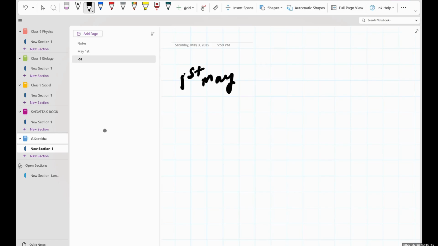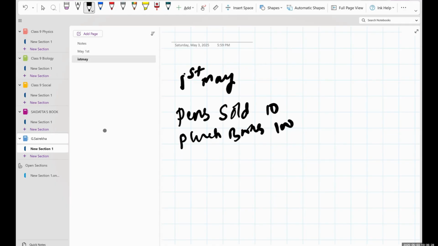Suppose it is a stationery shop. On 1st May, pens were sold for 10 rupees, and you purchased some books, that is some 100 rupees. Now, these two things have happened on 1st May.